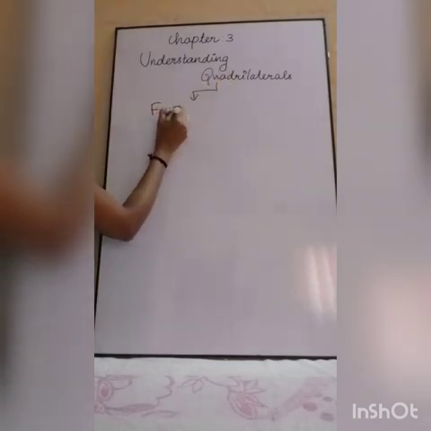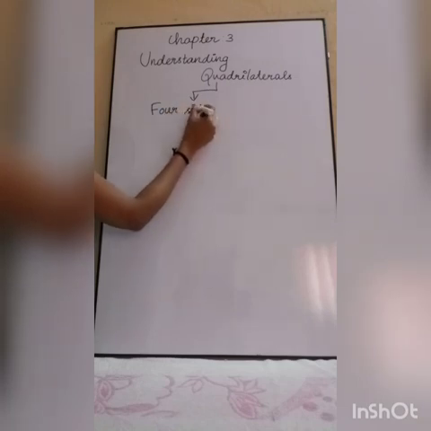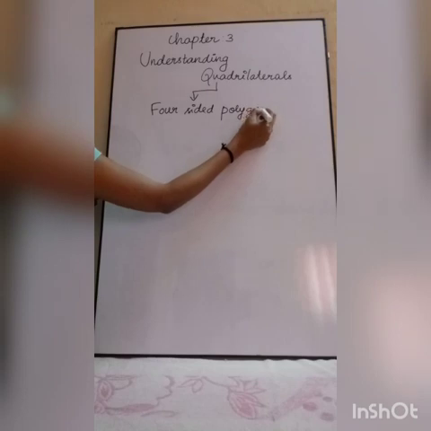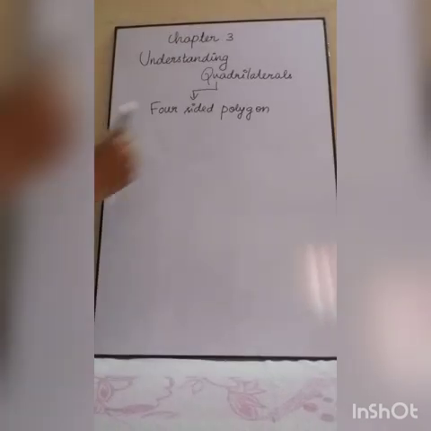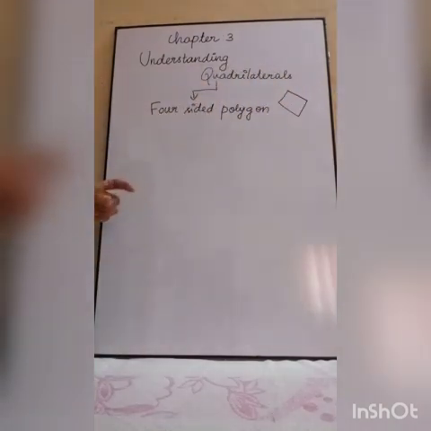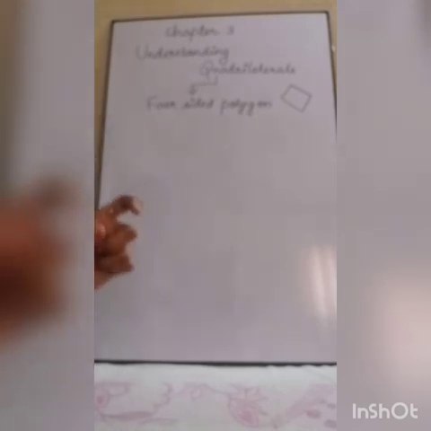Quadrilateral is actually a four-sided polygon. Okay, quadrilateral is nothing but a four-sided polygon. It will be having four sides and it is a polygon. Polygon means what? You should know, right? The definition of polygon is very much needed. So what I am doing is I am going to find the definition of a polygon.